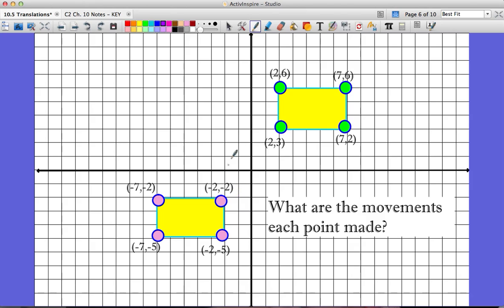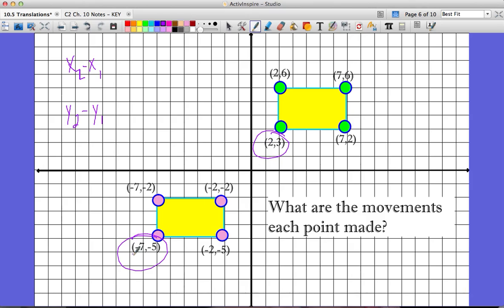Right, so if you look here, it asks what are the movements made by each point. In this case, we've talked about this. You can look and see which vertices match up. And now here you can actually use your graph to count, or you can use your vertices to find the answer. So if I take these two vertices, it's kind of like when you were finding the slope, you have to take the change in x2 minus x1 and then y2 minus y1.